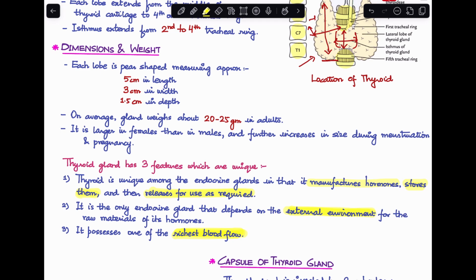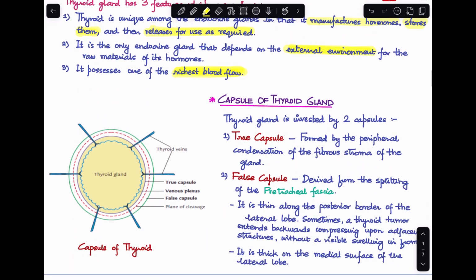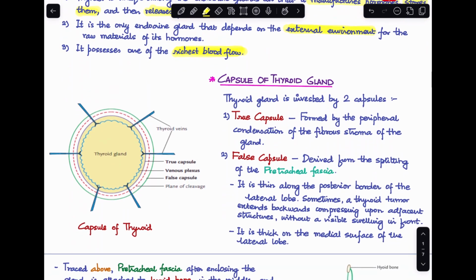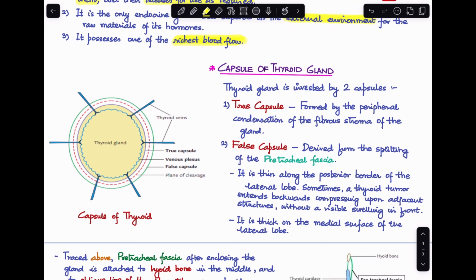Okay, now let's discuss the covering of the thyroid gland, or the capsule. The thyroid gland is enclosed by two different capsules. One is known as the true capsule, and the second one is the false capsule. Now, what is the true capsule? The true capsule is the one which is formed by the peripheral condensation of the fibrous stroma of the gland, whereas the false capsule is actually derived from the splitting of the pretracheal fascia.